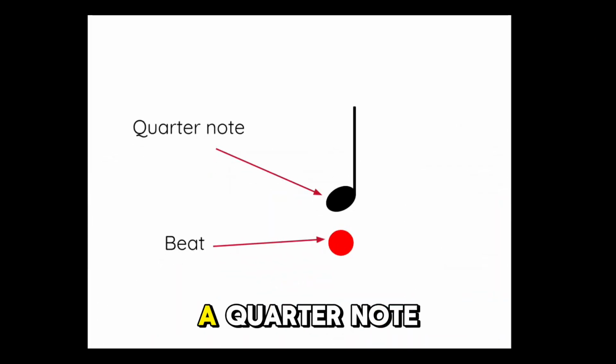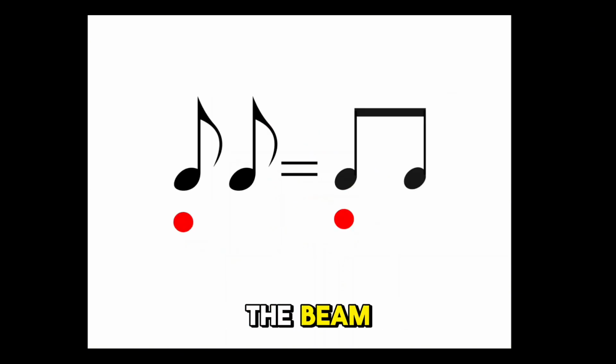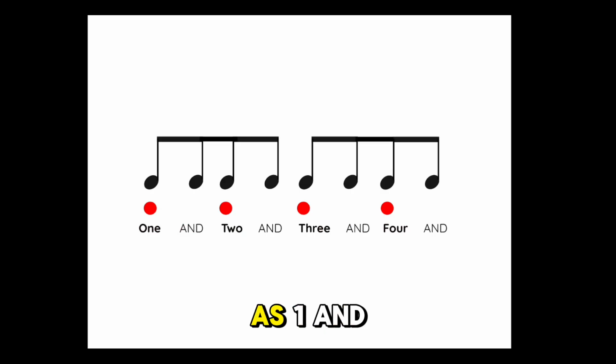In most music, a quarter note equals one beat. An eighth note is half of that. Two eighth notes fit into one beat. On sheet music, eighth notes have a filled-in head, a stem, and a flag. They can also be connected with a beam when there are two or more eighth notes. We count them as 1 and 2 and 3 and 4 and when you are in 4/4 time.